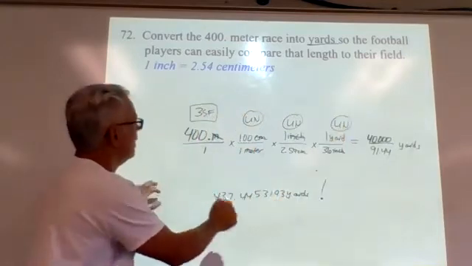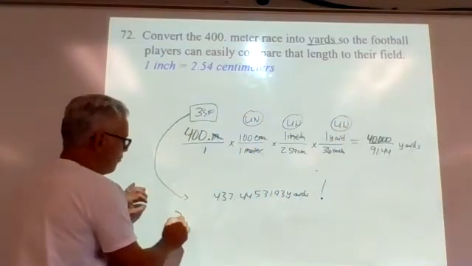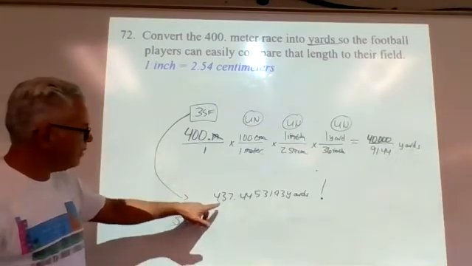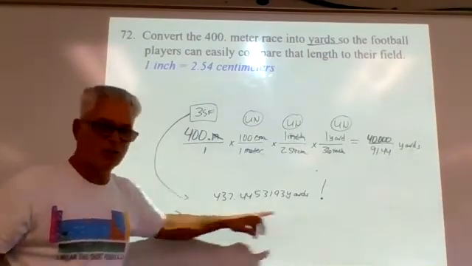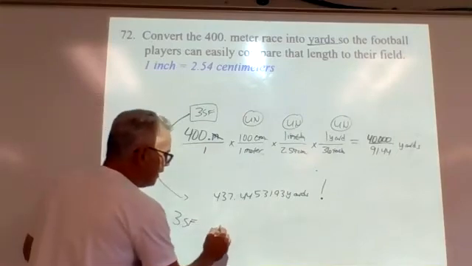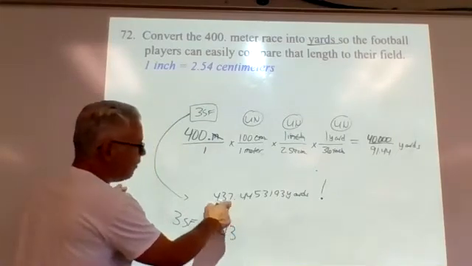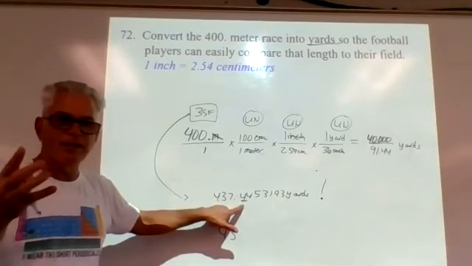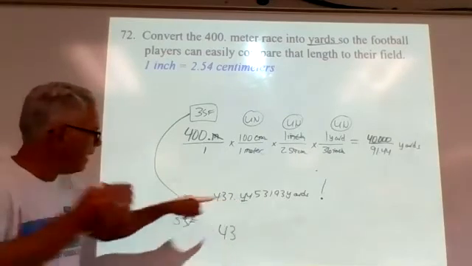And how about your answer? 3 significant figures. So we have to convert that. This is 437 and a bunch. Let's round it to 3 significant figures: 4, 3, 7. Now, do we keep the 7? We look at the next number. It's a 4. Is it 5 or greater? No, so we keep the 7.